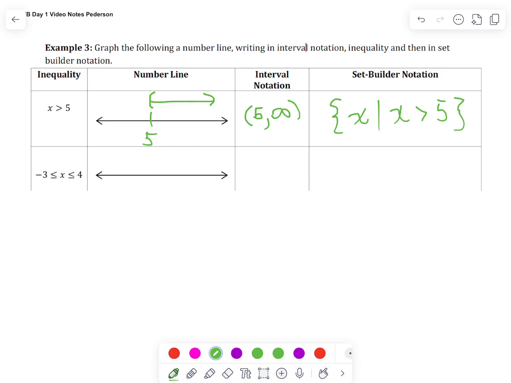The next one, inequality, x is greater than or equal to negative 3 and less than or equal to 4. So it does include negative 3 and it does include positive 4. So now we're going to have brackets on both of them. In set builder notation, we're essentially just taking that inequality and writing it to the right of that vertical line.